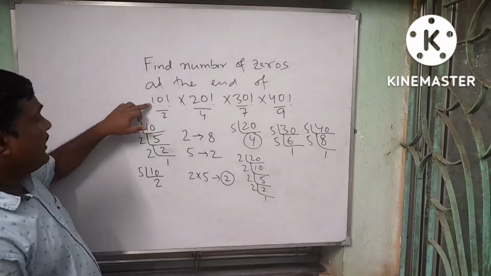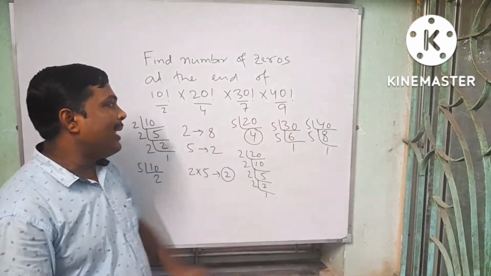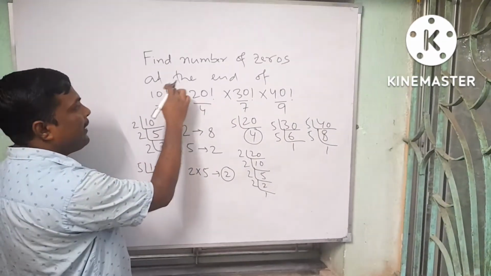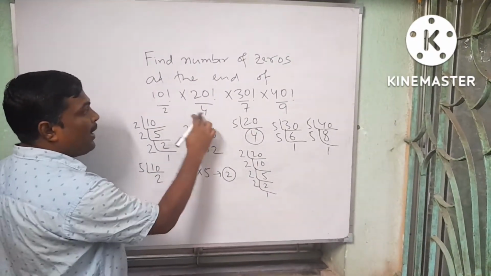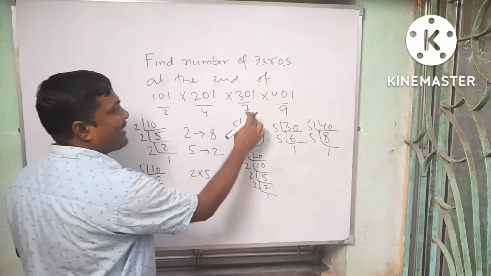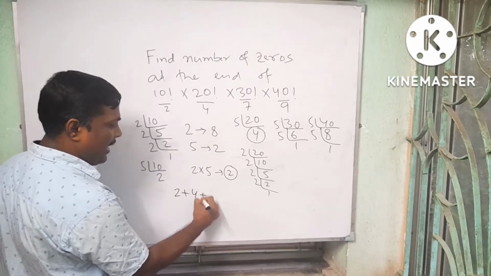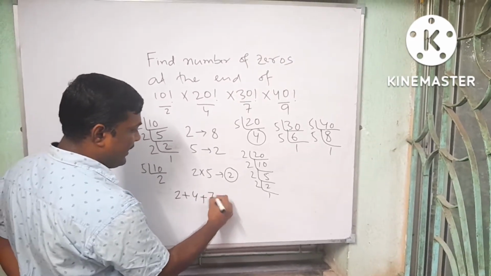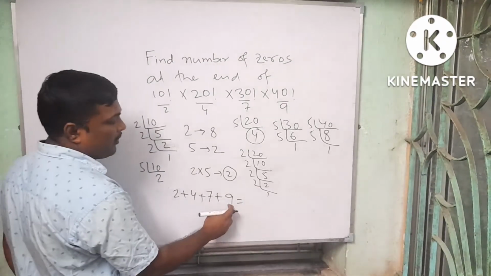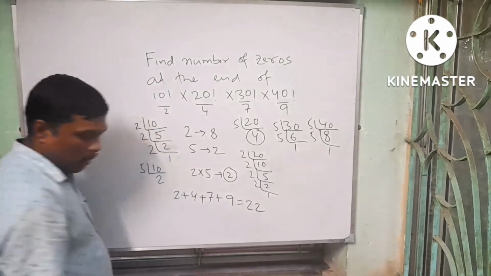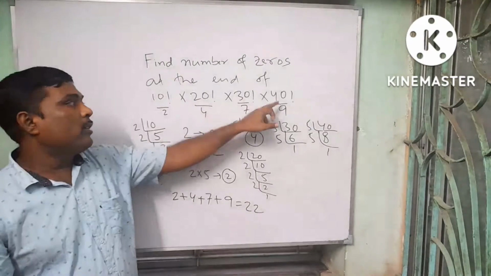Okay, so in 10 factorial you have 2 zeros, in 20 factorial 4, in 30 factorial 7, in 40 factorial 9. So at the end of this product, 10 factorial into 20 factorial into 30 factorial into 40 factorial, we have 2 plus 4 plus 7 plus 9, it is 6, 13, 22. Okay, so at the end of this product we have 22 zeros.